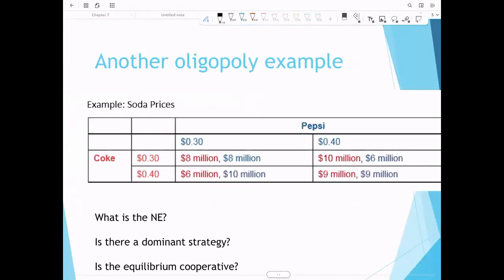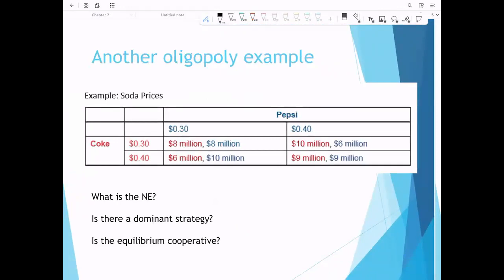Okay, so let's do one quick refresher of how to get Nash equilibrium for game theory. If we have a game. So last week we talked about oligopolies. We're going to finish up talking about oligopolies and talk about monopolistic competition as well. So in this example, we have Coke and Pepsi. Coke can choose a price for their, maybe this is like a 12-ounce standard can. They can choose a low price of 30 cents or a high price of 40 cents. Pepsi can do the same thing.